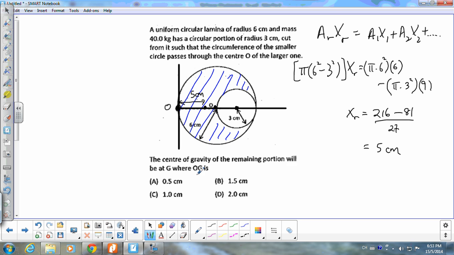But see again what the question asked. Where will the center of gravity be at G, where OG is? This center of gravity is G, and OG is what they're asking. The radius is 6 cm, and this is 5 cm. Obviously, OG is 1 cm. That's why the answer is C.